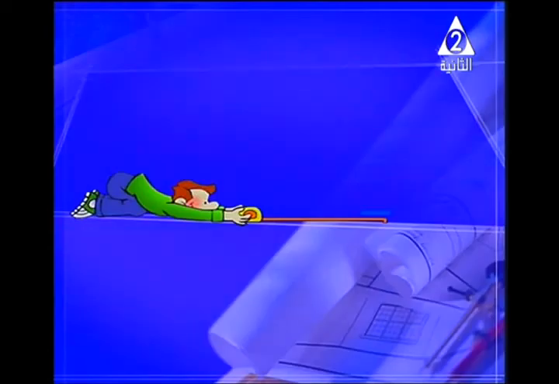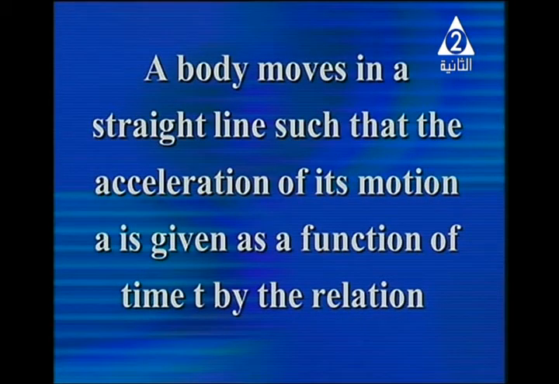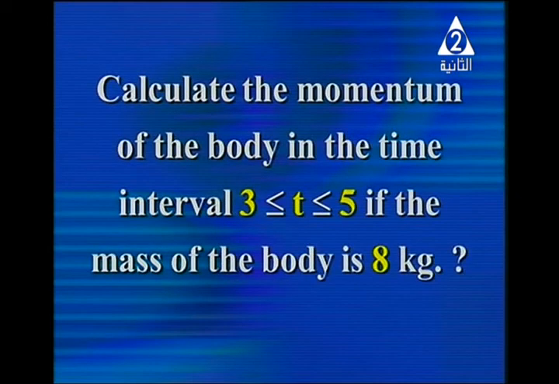Dear student, look at another example. This example is very important also. A body moves in a straight line such that the acceleration of its motion A is given as a function of the time t by the relation A equals 2t minus 6, where A is measured in meter per second squared and time t in second. What is required? Calculate the momentum of the body in the time interval t greater than or equal to 3, smaller than or equal to 5, if the mass of the body is 8 kilogram.